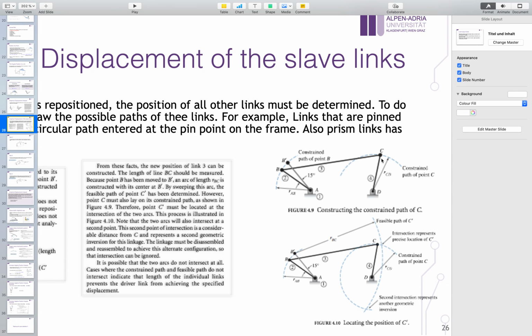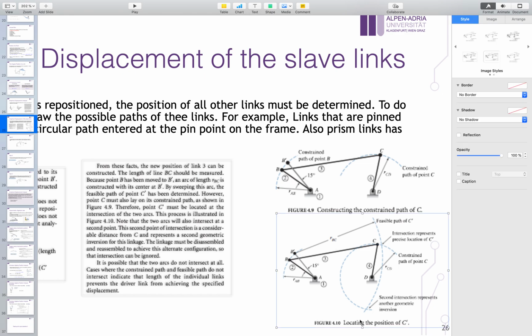Now, very simple, as we have done before, we know that this is a solid link, right? So the distance between B and C would not change if I'm moving this link. So starting from B prime, I can draw a curve that has a radius of BC. This is basically my curve.